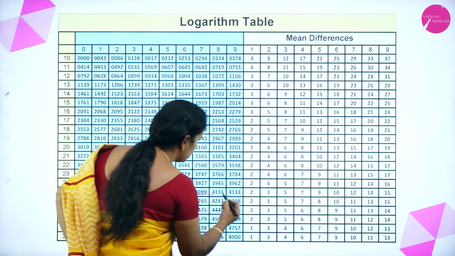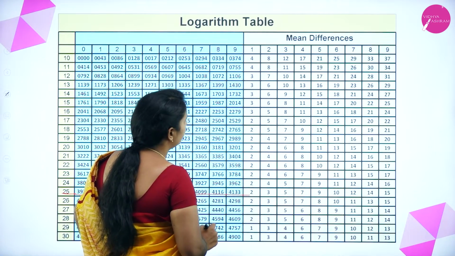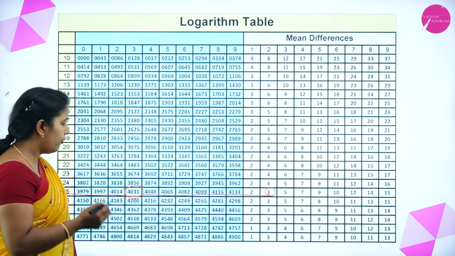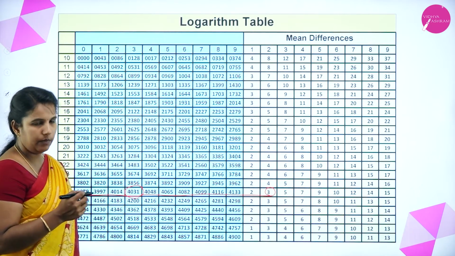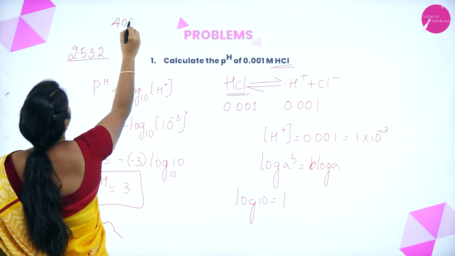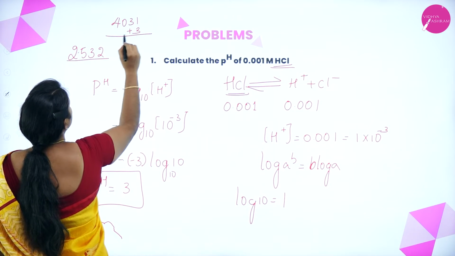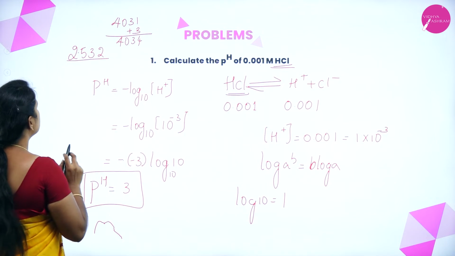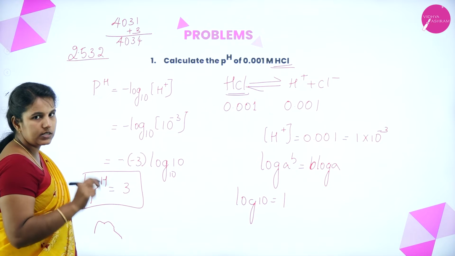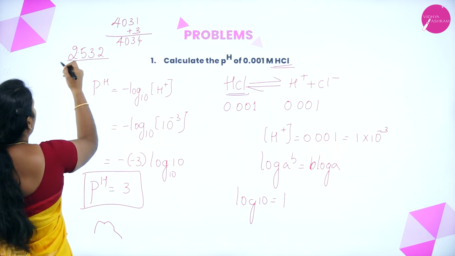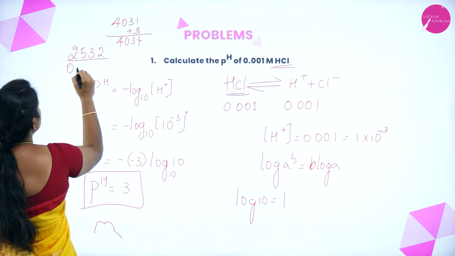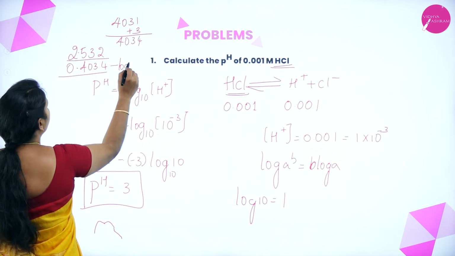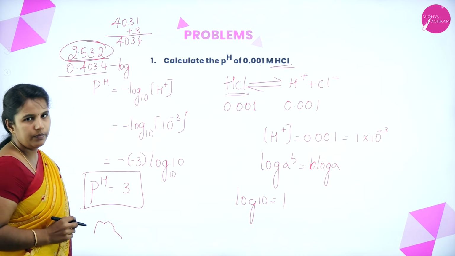The same way, under the mean differences, under 2 we need to see. So it is 3. So 4031 plus 3. Correct now? So you'll get 4034. This is a log value. Since, as I said, we have the point in between the two numbers, we have to write this log value as 0.4034. This is a log value for this number.